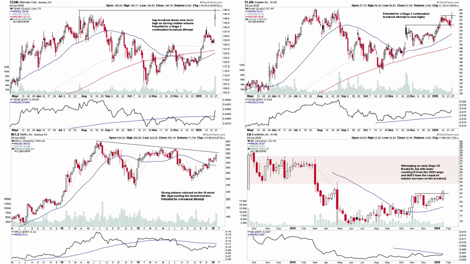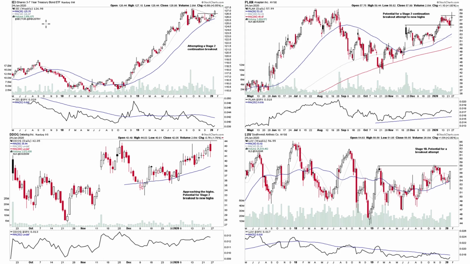Next we've got EB, which is Eventbrite. This one is again a weekly chart. It's attempting to make a stage 2A breakout, although it's very early because it's still below resistance from this 2018, early 2019 area where it broke down. So it isn't a very big base at the moment, so I don't generally like to consider them in this area. And as you can see, the stage 2 breakout didn't have the required 2 times volume. It would have needed to be up here somewhere to be 2 times the average weekly volume. So we'll be watching this one for a continued move with a strong increase in volume and for the relative performance to continue above the 0 line here.